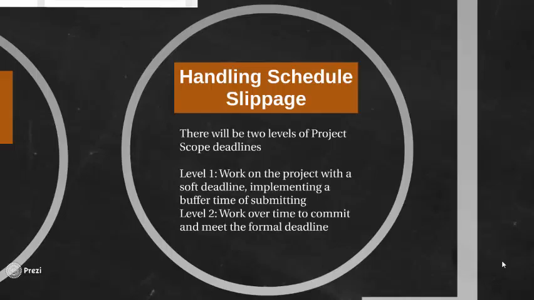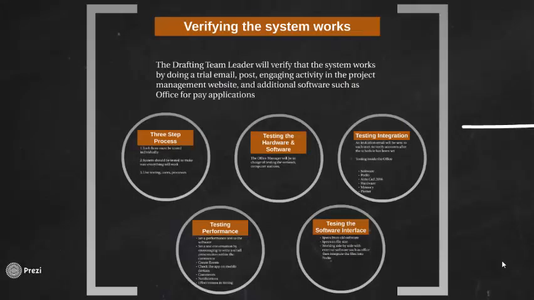Handling schedule slippage. There will be 2 levels of project scope deadlines. Level 1, work on the project with a soft deadline implementing a buffer time of submitting. Level 2, work overtime to commit and meet the formal deadline. The next step is verifying that the system works. The drafting team leader will verify that the system works by doing a trial email post, engaging activity in the project management website, and additional software such as Office for pay applications.